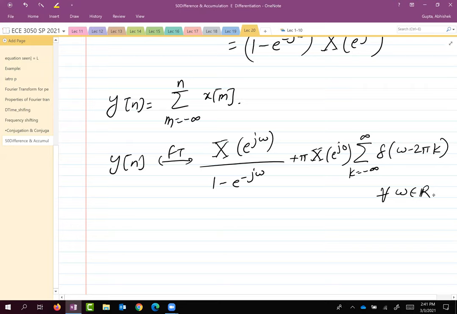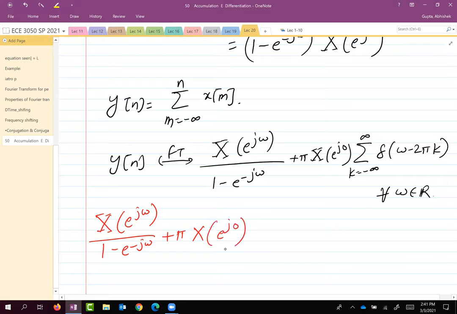If you're interested in the values for ω between minus π to π, you can rewrite this. By the way, X(e^{j0}) is just equal to X(1). And this is the delta of ω. This is for ω between minus π to π.